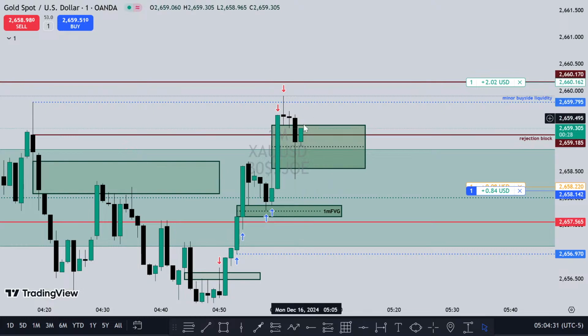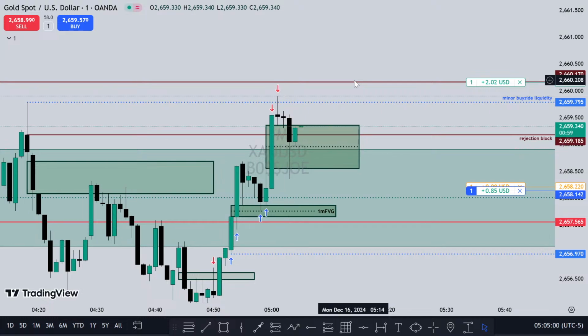So I want to see, you see how price came down but still closed above the consequent encroachment. If this candlestick does not break below this consequent encroachment, the midpoint of this fair value gap, there's high chance of price reaching for our target. So this is how I interpret price. Most of these things you don't even need to execute.